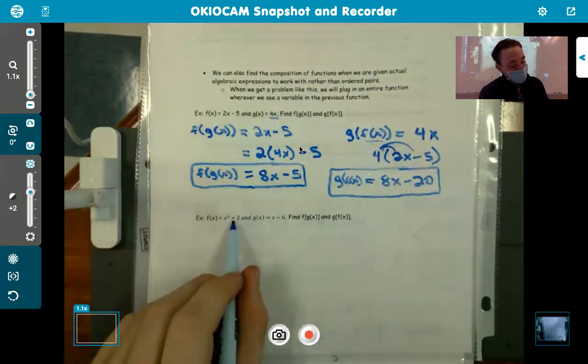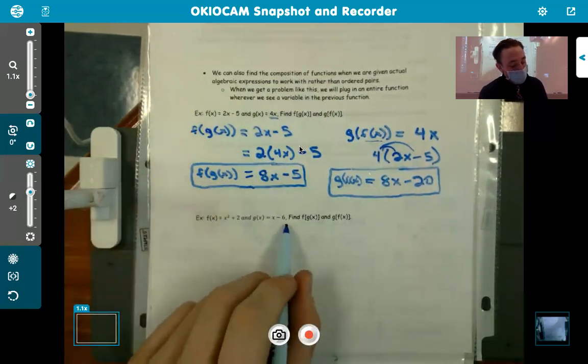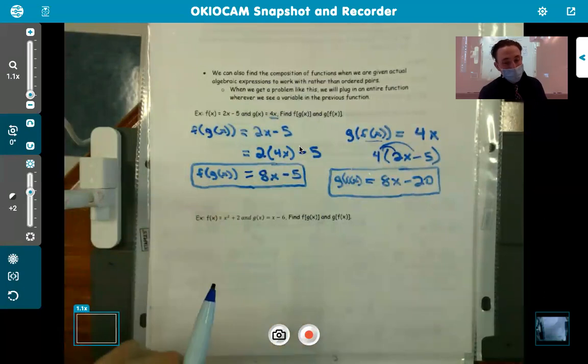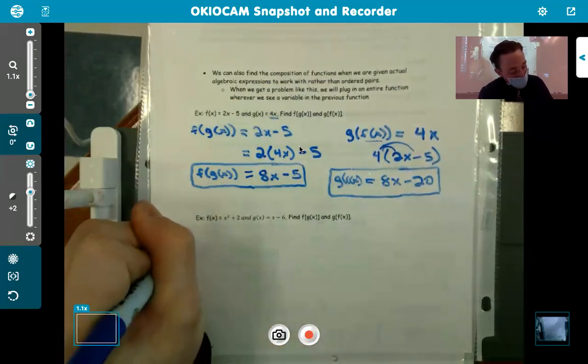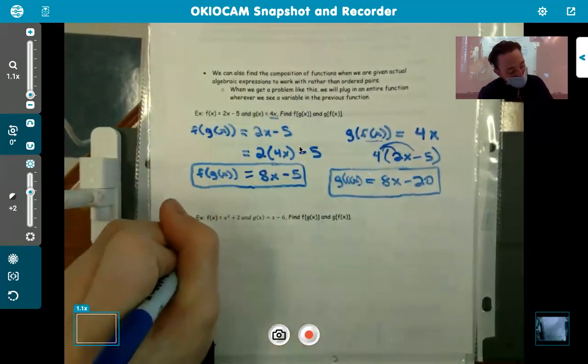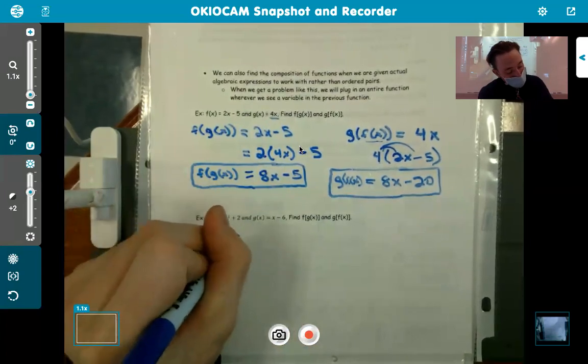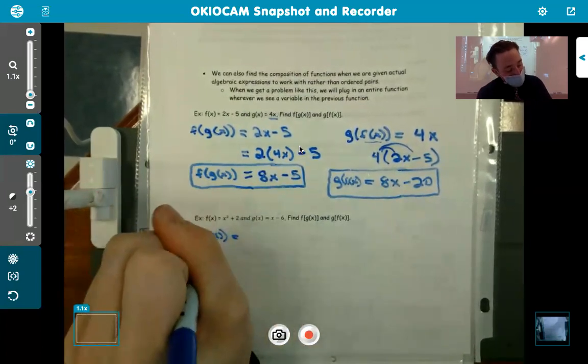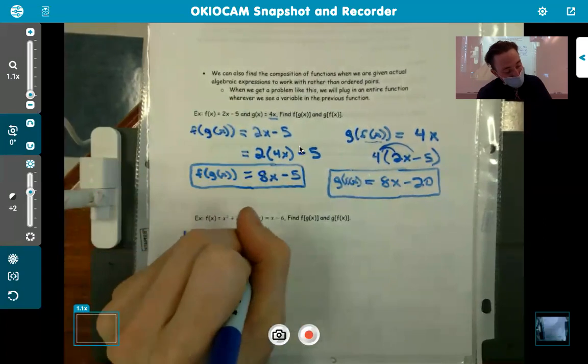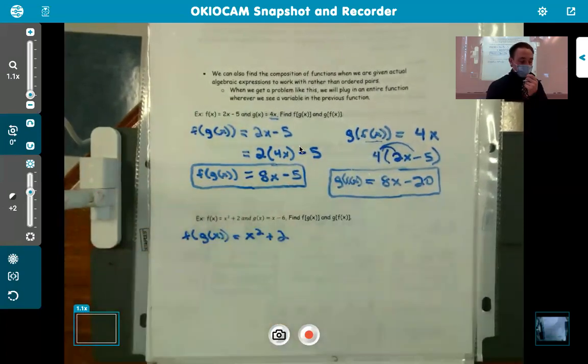I have f of x is x squared plus 2, g of x is x minus 6. We want to find both composition of functions. Okay. So f of g of x, I'll write down my original f of x equation, which is x squared plus 2. And now wherever I see an x, I'm plugging in x minus 6.